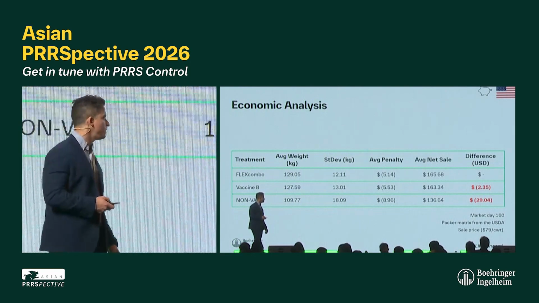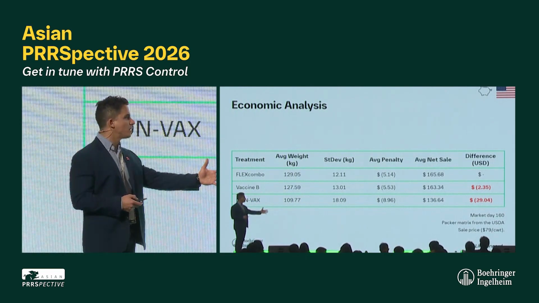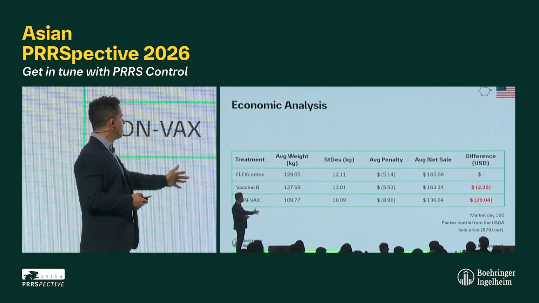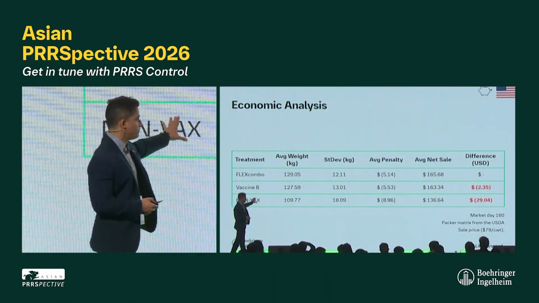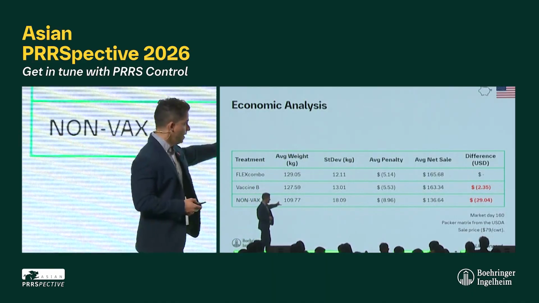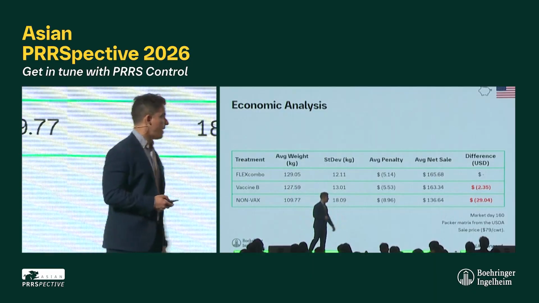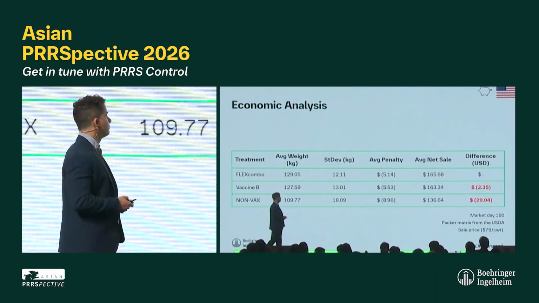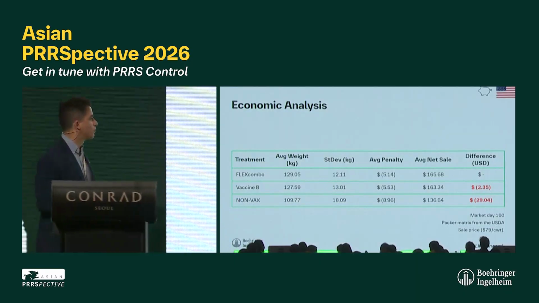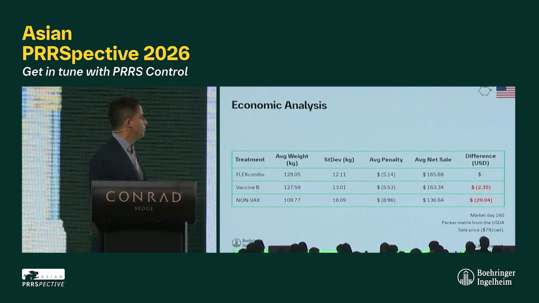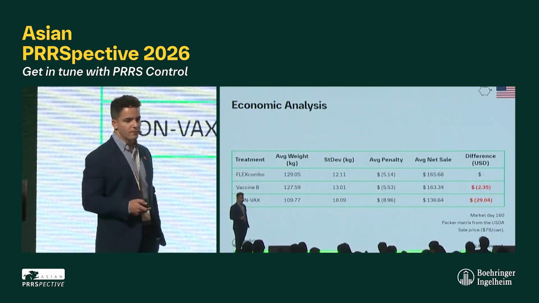So what you're seeing here is a difference in economic value of those pigs based on the average weight at the end of their life, so at the packing plant, the standard deviation, and the economic impact between those pigs that received the Circoflex compared to the other vaccine and those pigs that were not vaccinated. So again, even those small impacts matter over time.